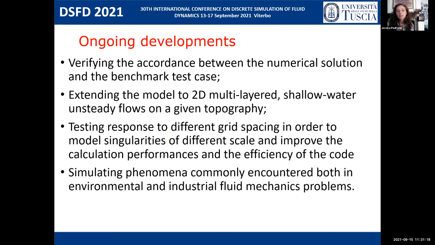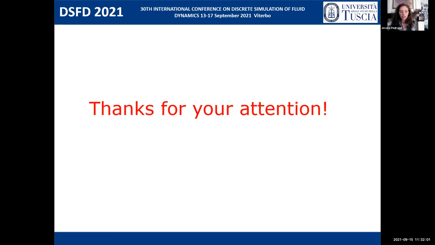As I said at the beginning, this is a work in progress, so the next steps are verifying the accordance between the numerical solution and the benchmark test case, then extending the model for bidimensional multilayer shallow water and steady flows on a given topography, and testing the response to different grid spacing to model singularity and improve calculation performances and efficiency of the code. After all, we can finally simulate phenomena commonly encountered both in environmental and industrial fluid mechanic problems, such as gravity currents. Thanks for your attention.